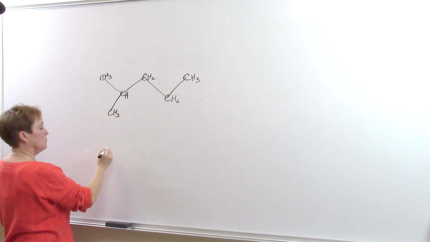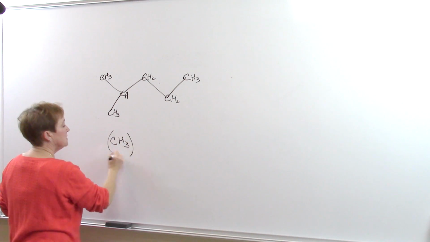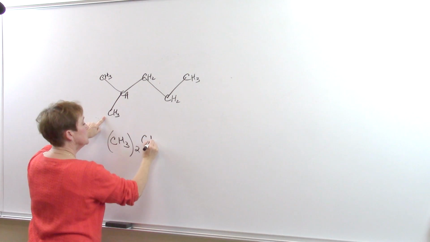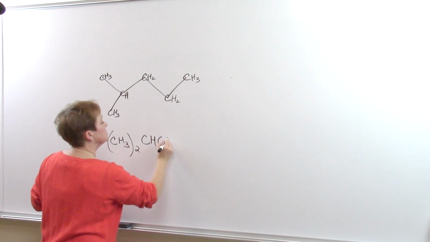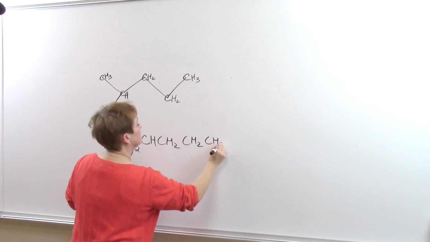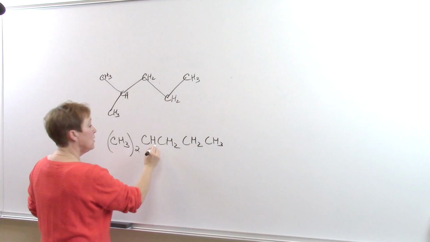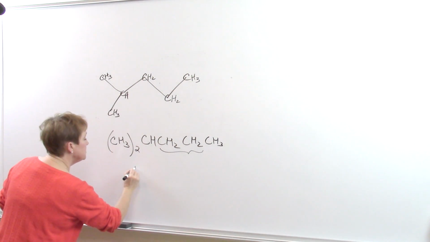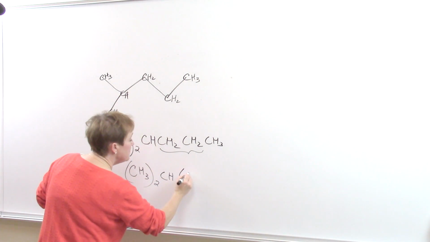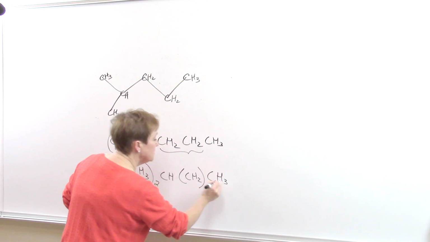So then I would make my condensed formula as CH3, and there's 2 of those, connected to a CH, connected to a CH2, connected to a CH2 and a CH3. There you go. Now, one way we can condense this even further is we can take this section and make it shorter. CH3, there's 2 of those on a CH. And then how many CH2s are there in a line? 2. And then we have a CH3.